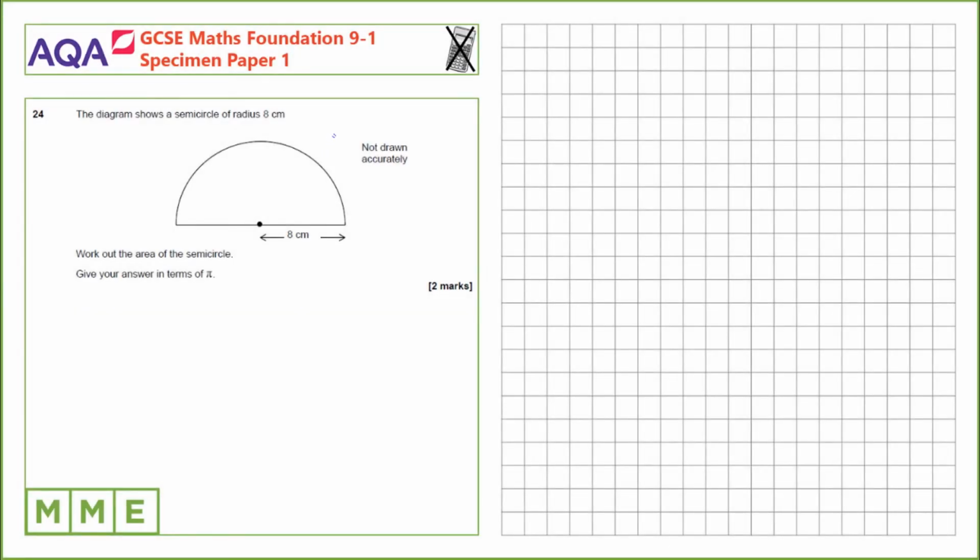Question 24. The diagram shows a semicircle of radius 8 centimeters. Work out the area of the semicircle. Give your answer in terms of pi. If you want the area of a semicircle, first we need to know the area of a circle, which is pi r squared. Let's calculate the area of the full circle. That would be pi times the radius, which is 8 centimeters, squared, and we could write that as 64 pi without needing to calculate.